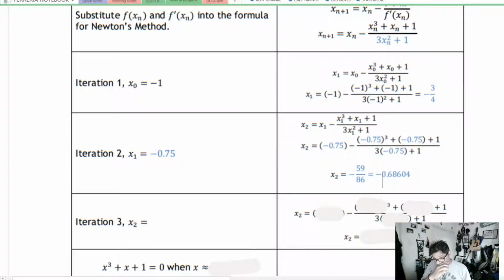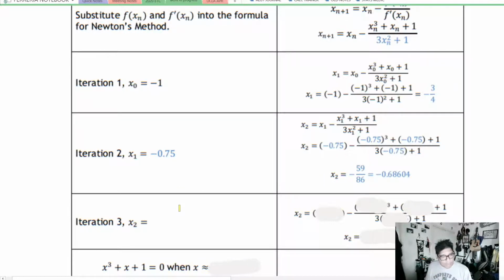That is that decimal approximation, negative 0.68604. So notice with our two approximations, the ones digit doesn't change. So we're accurate at the ones digit, but the 10th digit changed from a 7 to a 6. So we're not accurate at the 10th place yet. Let's see if we get accurate in the 10th place by doing our next iteration.